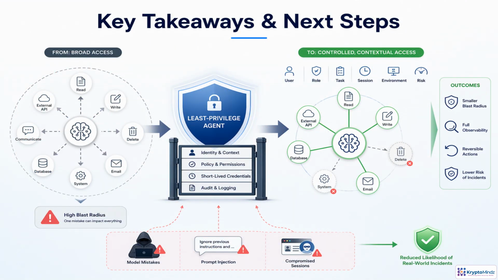The core lesson is simple. Agent tools should never be broadly available by default. Permissions must be contextual, temporary, and tied to identity, task, session, environment, and risk. Keep secrets out of prompts, separate dangerous actions, and add approvals, logs, and rollback paths. Next, we'll strengthen this boundary with secure argument validation and sandboxed execution.